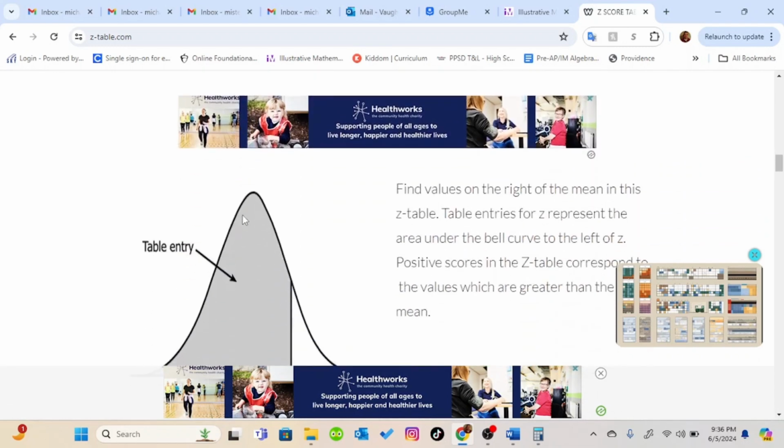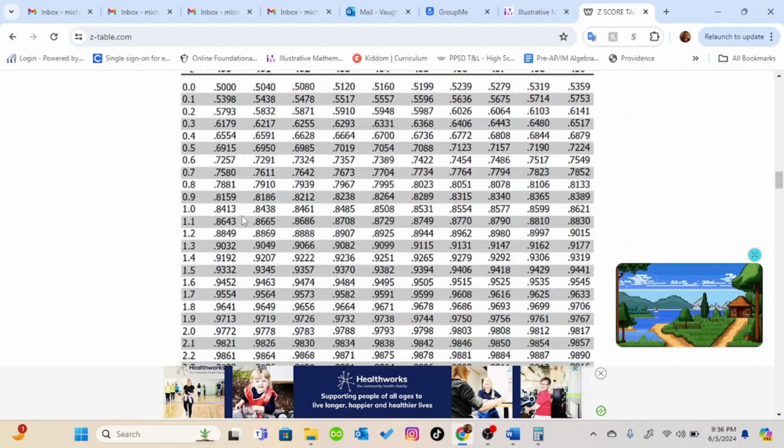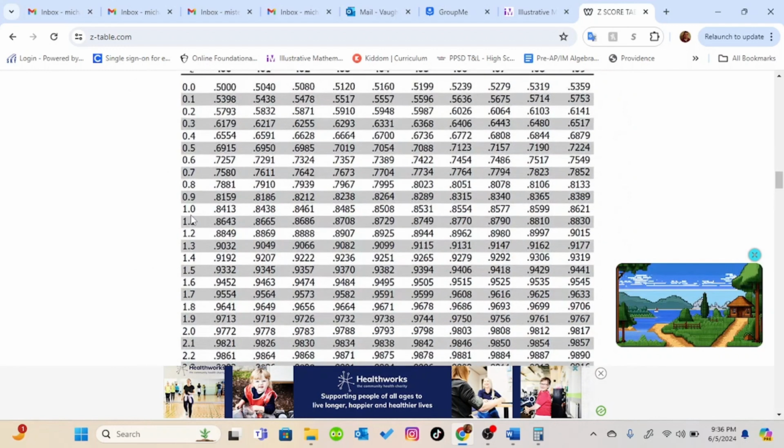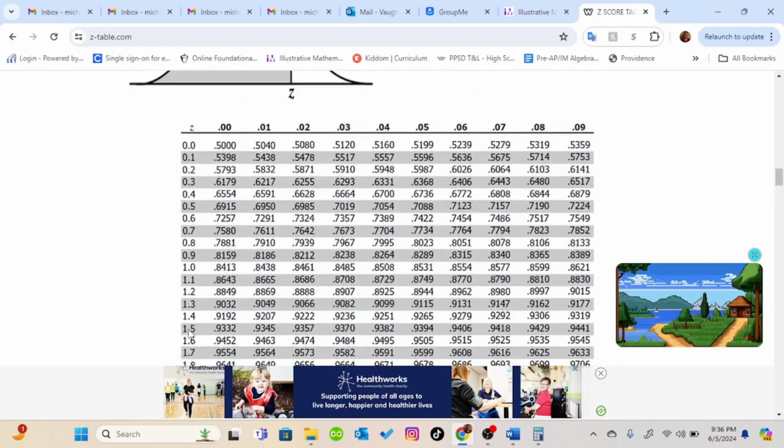So what we got was a positive 1.5. So we want to scroll down to the next table until we find 1.5. And since we don't have any more decimal numbers after the 5, we're going to take this first column that aligns with 0.00. And that gives us a number of 0.9332.